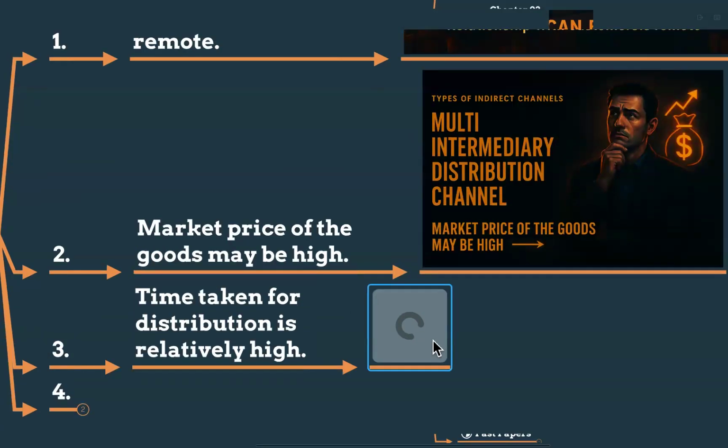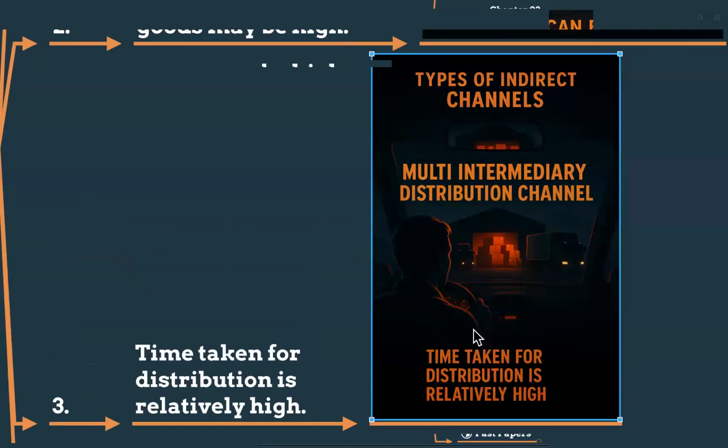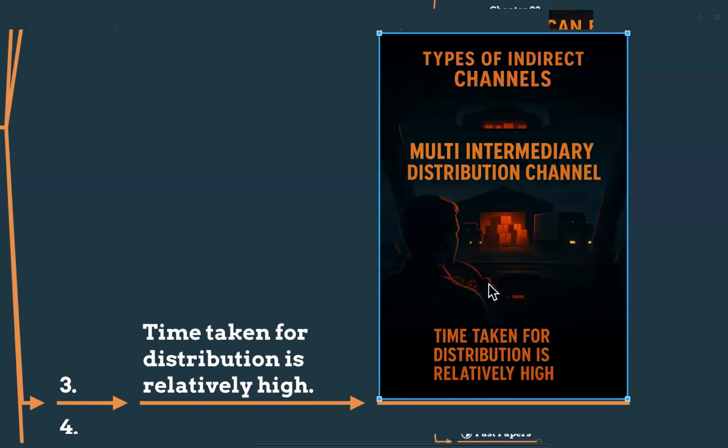And the time taken for distribution is also relatively high, because products move through many hands, right? From agents, wholesalers, retailers. It can be weeks, sometimes months. Think about imported goods. They take time to reach the rural shops, right?